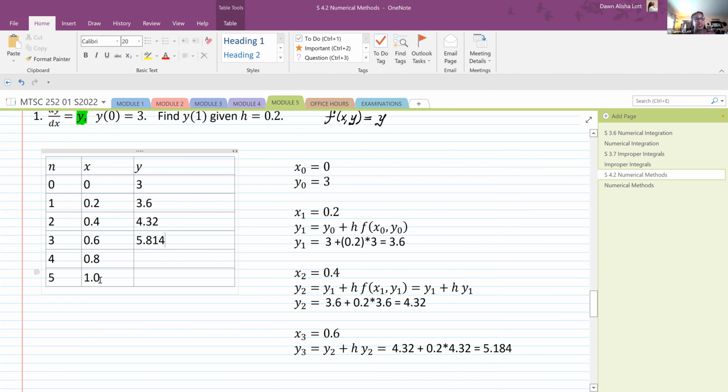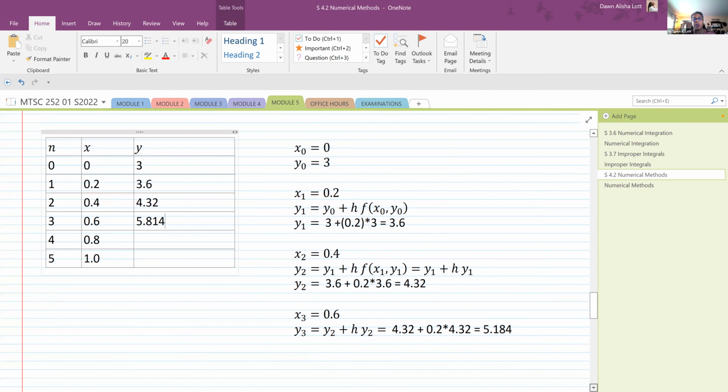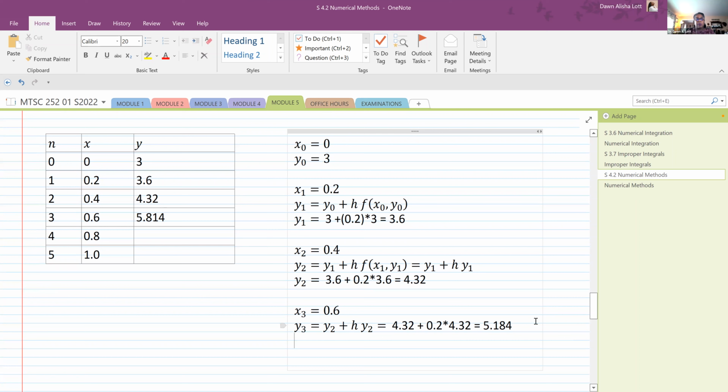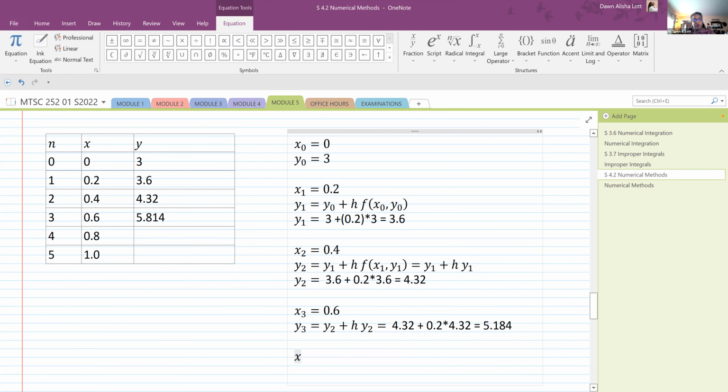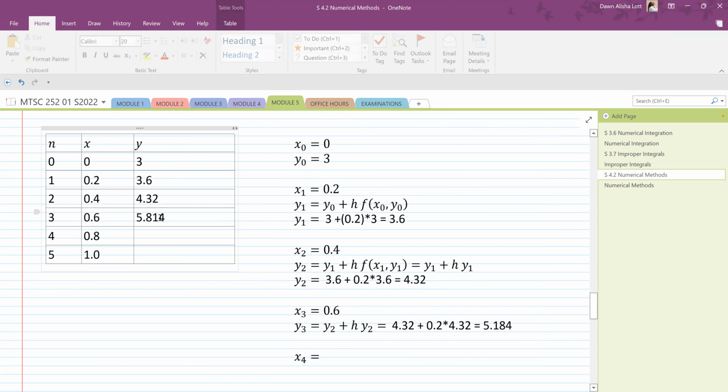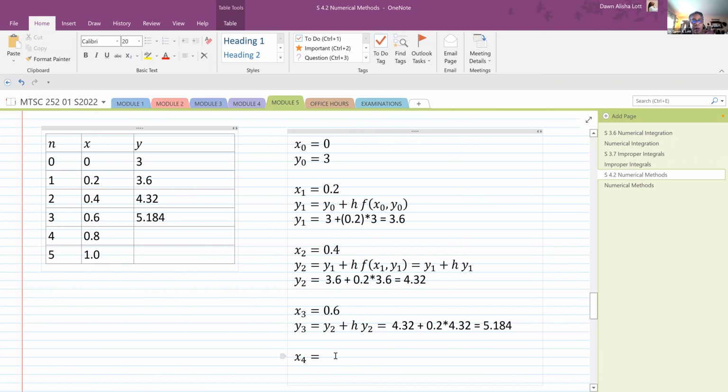Now, we're still trying to find the approximate value when x is equal to 1. Okay, so we've got to keep going. X4 is equal to... Yes, it shows that the Y3 is 5.184. Thank you very much. Okay.